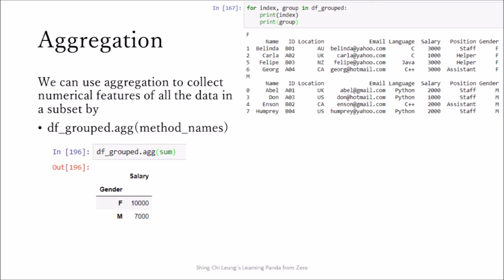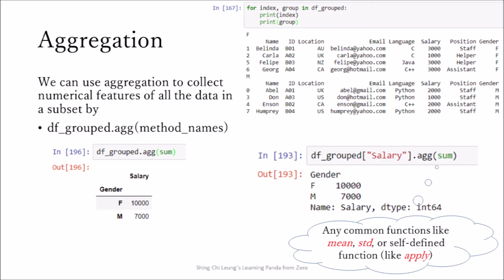You may wonder, there are many columns in the original data frame. Why is there only salary in the output data frame? The answer is that Pandas will automatically identify if the method can be applied on the data. And naturally, the method sum can only apply on numerical data.